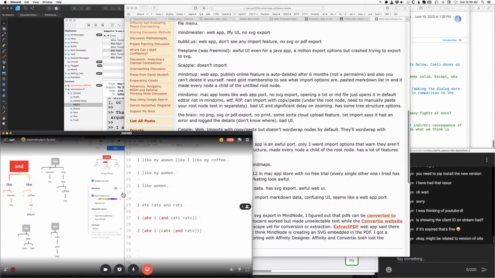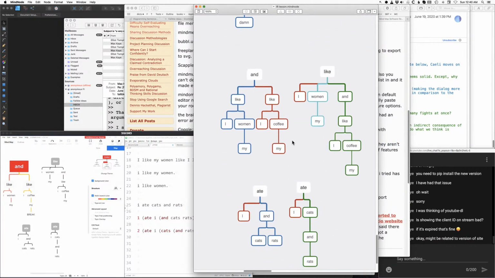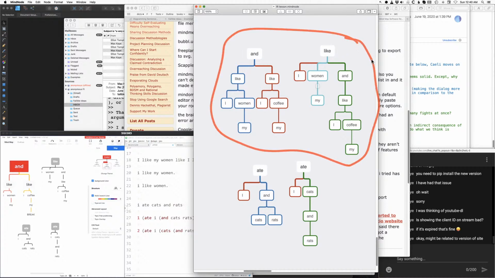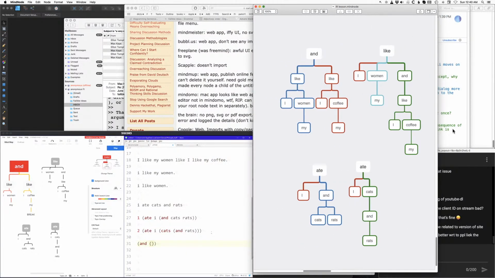Anyway, okay, internet. Yeah. So take the, oh yeah, so I did these trees as well. So it looks the same as yours. And then take these trees and make the S expressions. Okay. Just slide it over.